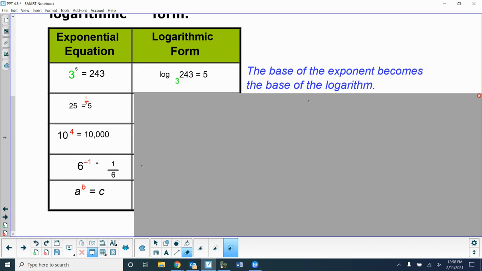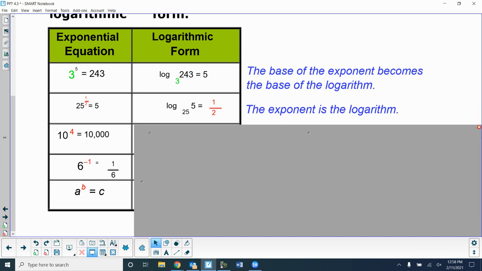I just want you to rewrite it as a log problem. Let me fix it. There we go. So it's 25 to the 1/2 power equals 5. The log base 25 of 5 equals 1/2. Good. Log base 25 of 5 equals 1/2.